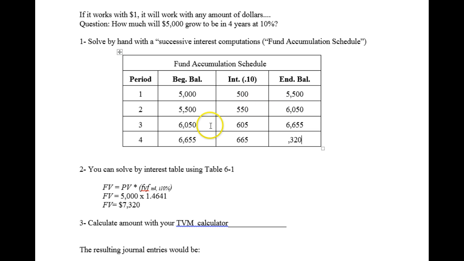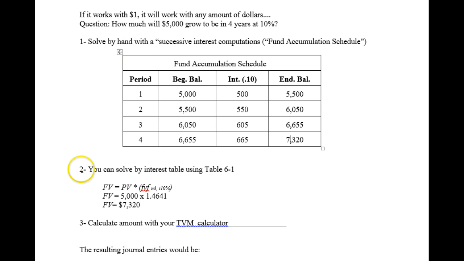Took 6,050 at the end of year 3, left it invested for another year. It earns 10% over that year, grows by 605. Add the 605 to the 6,050 and come up with 6,655, which you leave invested for another year. And at the end of year 4, it's grown by 665, and the answer is, I better add a 7, huh? 7,320. So that would be one way you could solve this problem, by successive interest computations, making a fund accumulation schedule.